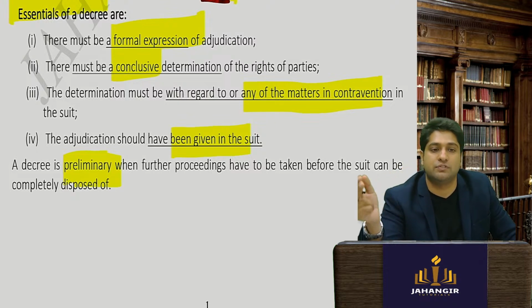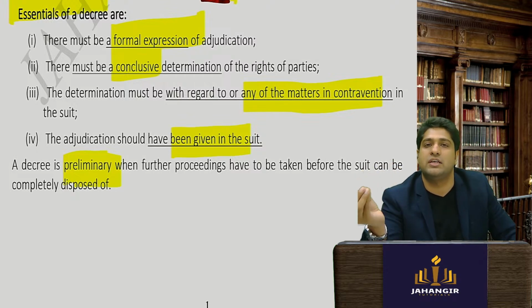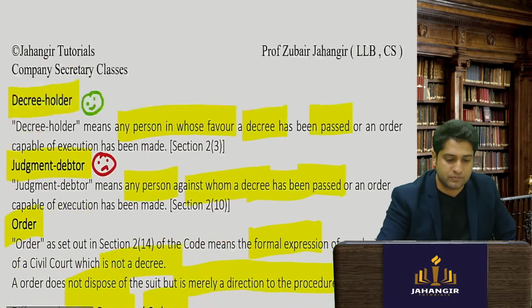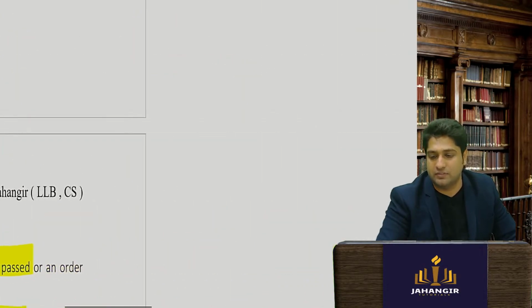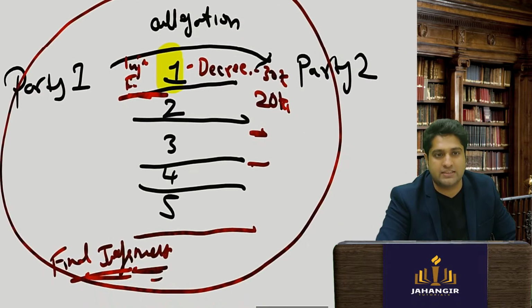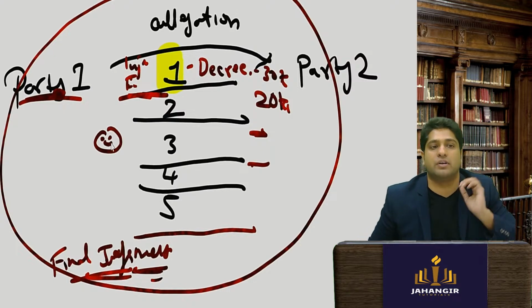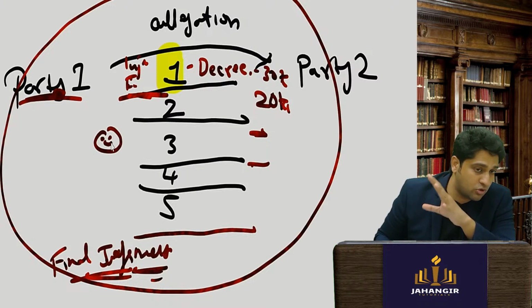Formal expression which conclusively determines the rights of the parties with respect to all or any of the matters in controversy, which would either be preliminary or final. Okay, done. So this is also done. The one who wins. Now for every aspect which I gave you, for example, if we told that in this matter party 1 is right, so a decree has gone in party 1's favor. So that is called a preliminary decree.